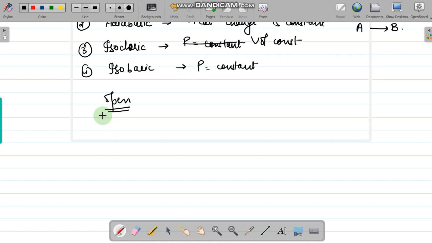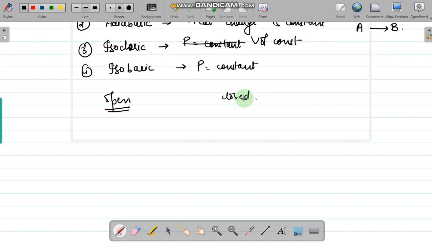Next is the closed system. In the case of the closed system, no exchange of matter takes place, but only the exchange of energy takes place. For example, your cup of tea becomes cool after some time. It means what? A heat exchange has taken place. So this was the brief introduction to thermodynamics.